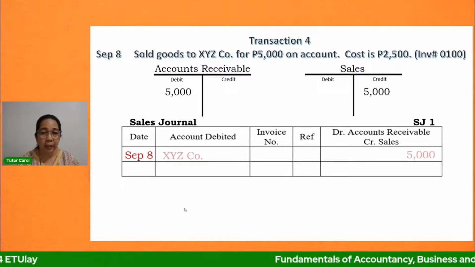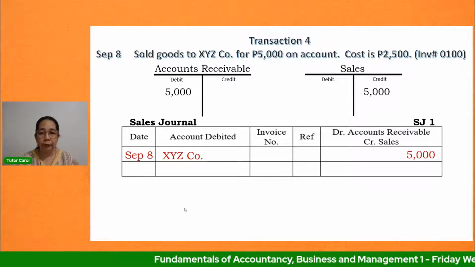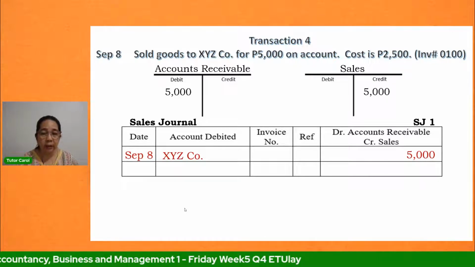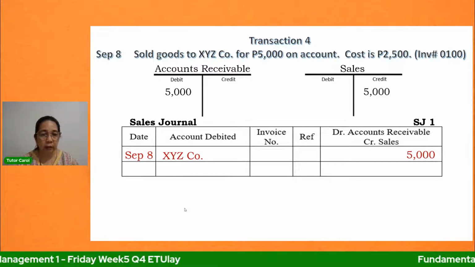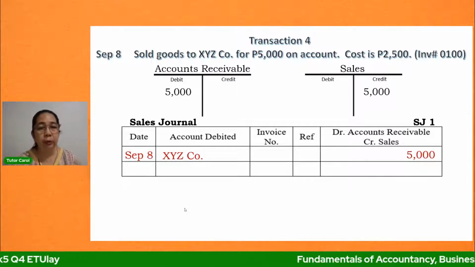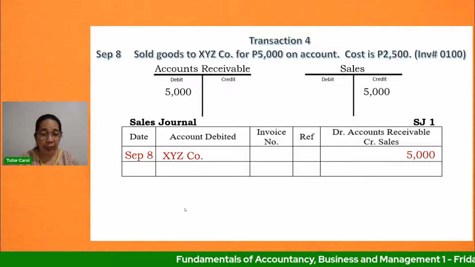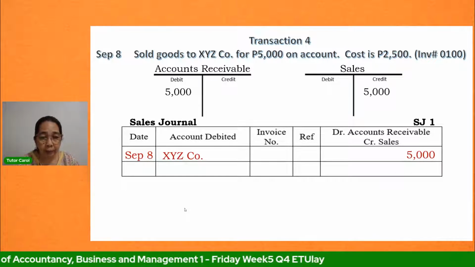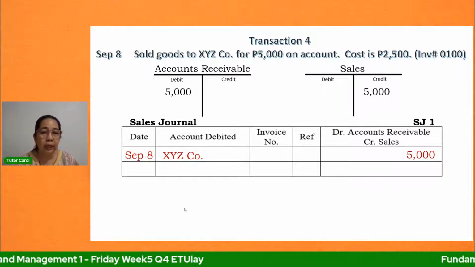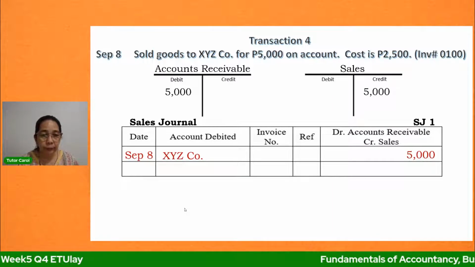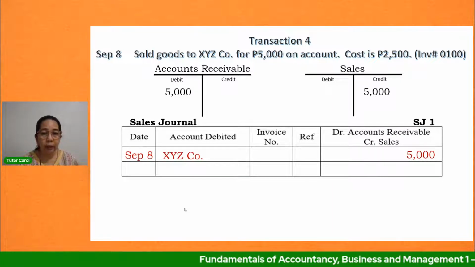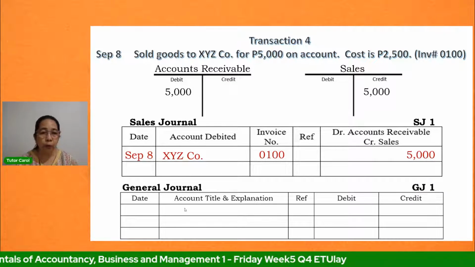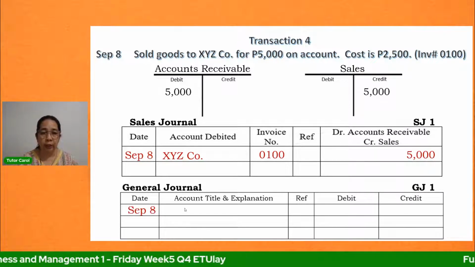Okay? But since we are using perpetual inventory system, okay, there will be another journal entry for that. Okay? Kasi ang perpetual inventory system, di ba? Every movement of goods, okay, nagkakaroon tayo ng pagbibilang or pagbabawas, okay, sa ating inventory. Okay, so magkakaroon tayo ng cost of goods sold. Okay, pero ang cost of goods sold, gagamit na lang tayo ng general journal.